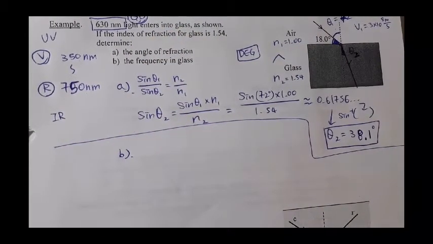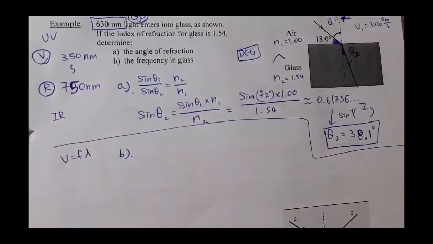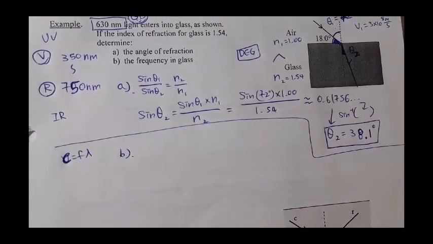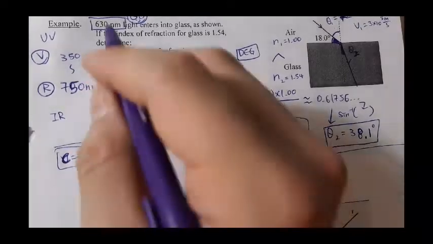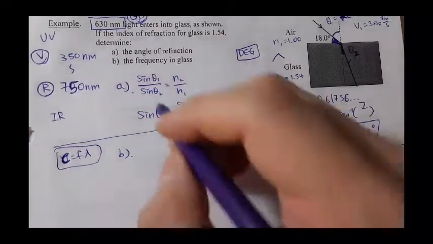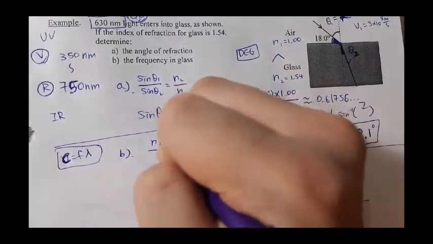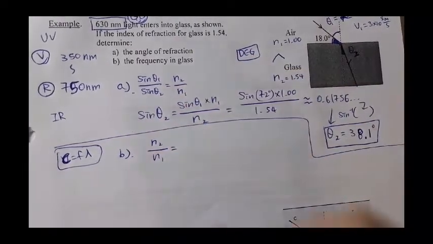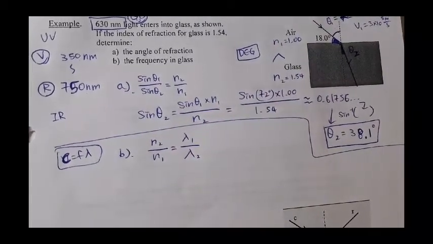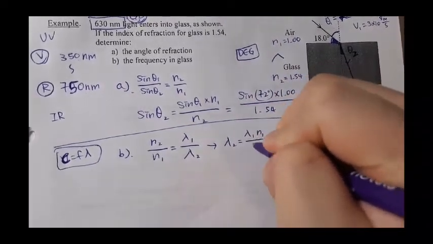Frequency in the glass. Now, in order to find the frequency, we're going to use v equals f lambda. If you want, you can change it into c. But in any case, we need this, which means why giving you 630 nanometers now makes sense. Because we rounded the angle, let's use something that we know for sure: n2 over n1 equals lambda 1 over lambda 2. And we're trying to isolate for lambda 2, so it should turn out like this.